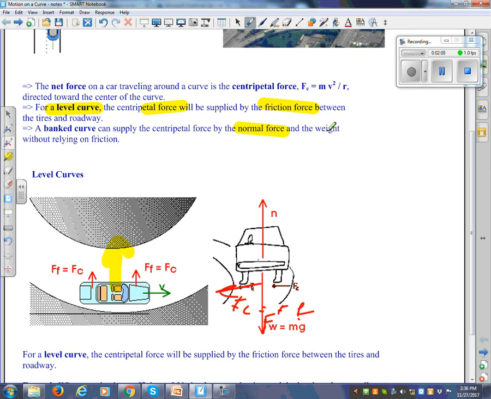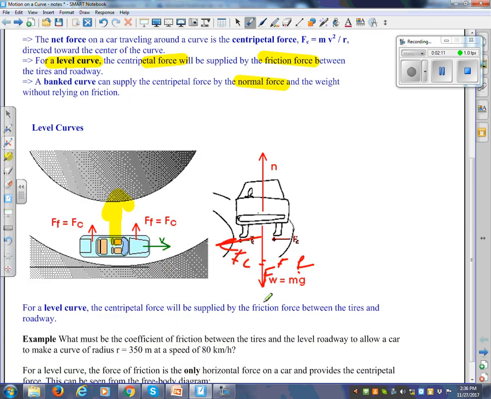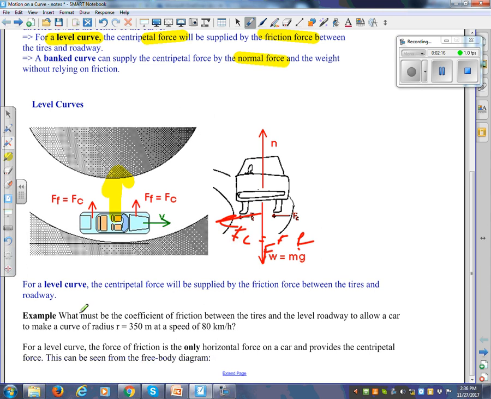Okay, so again, for a level curve, the centripetal force will be supplied by the friction force between the tires and the roadway. So here, we're going to jump right into an example. What must be the coefficient of friction, is this on the front page for you guys? What must be the coefficient of friction? We're looking for the mu value between the tires and the level roadway to allow a car to make a curve of radius 350 meters at a speed of 80 kilometers an hour. For a level curve, the force of friction is the only horizontal force and provides the centripetal force. This can be seen from the free body diagram, which I hope is on the next page.